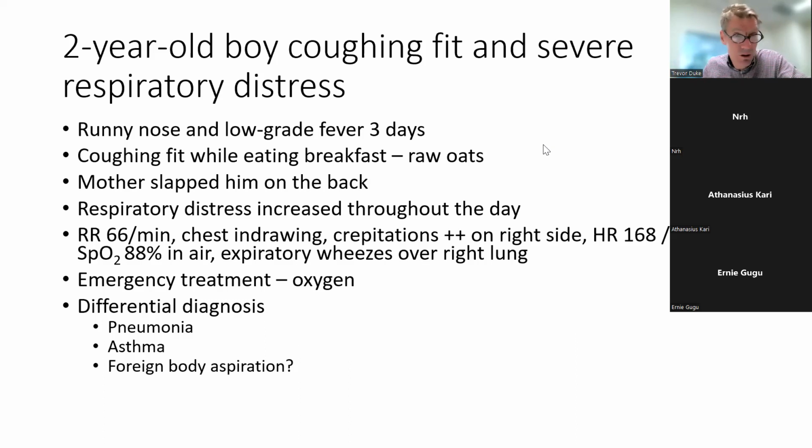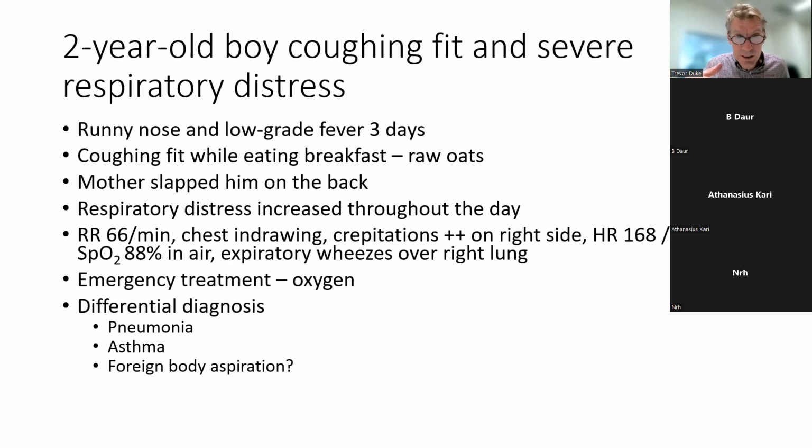All right. We've got a bit more time, so I'm going to talk about this next child, a 2-year-old boy with coughing and severe respiratory distress. Now, this was a boy who had a runny nose and fever for about 3 days, and then he had a coughing fit while eating breakfast, and he was eating porridge, so he's eating oats. His mother then slapped him on the back, and he improved. He was breathing again okay, but then throughout the day he got worsening respiratory distress.